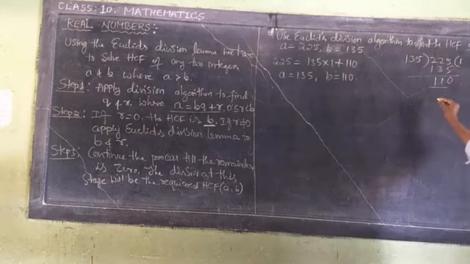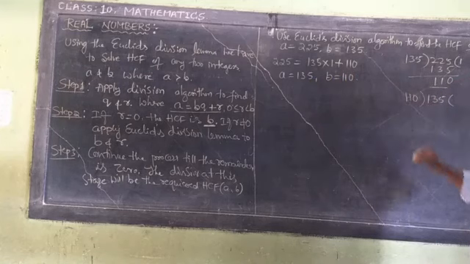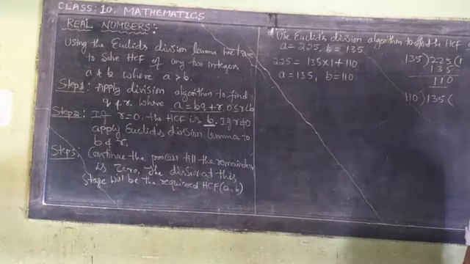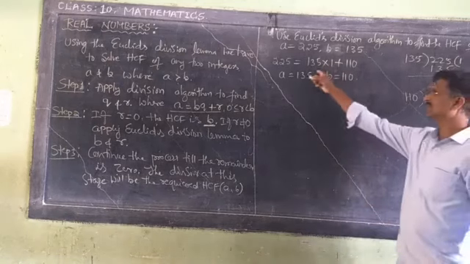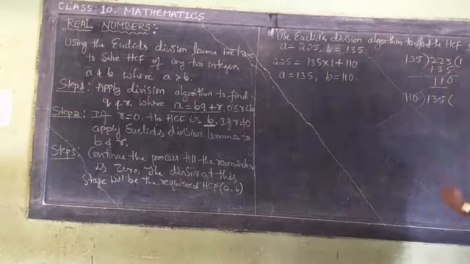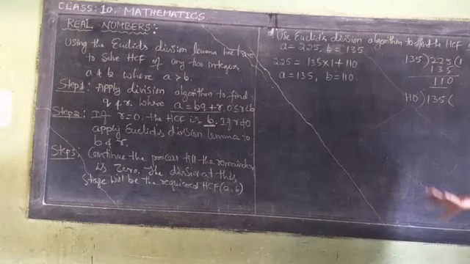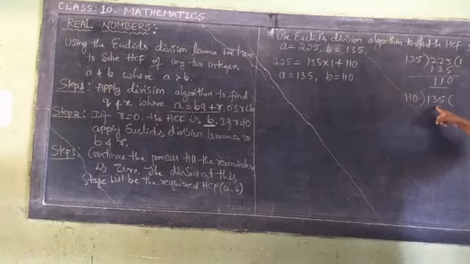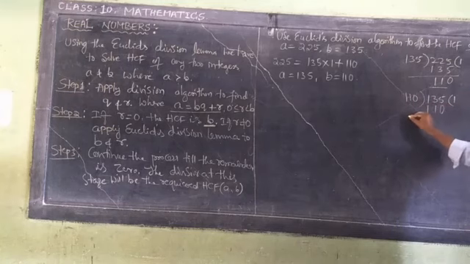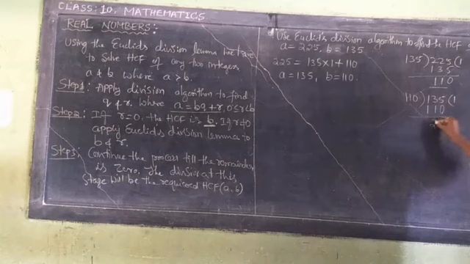Now 135 is divided by the new divisor. The remainder becomes the divisor and the divisor becomes the dividend here, when R is not equal to 0. Taking 1 times, we subtract, and the remainder is 25 here. Remainder is 25.